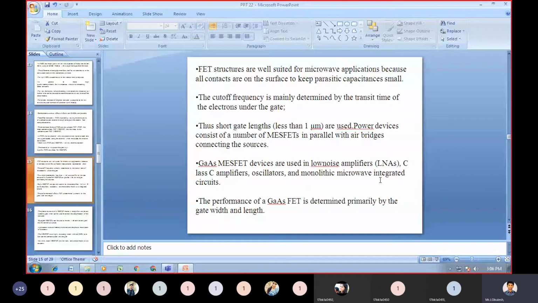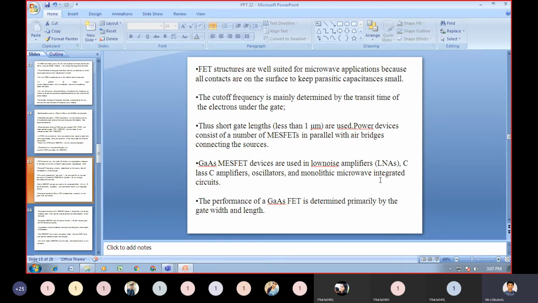The FET structures are well suited for microwave applications because all contacts are on the surface to keep parasitic capacitance small. The cutoff frequency is mainly determined by the transit time of the electron under the gate. Thus, short gate lengths, which means less than 1 micrometer, are used. Coming to the power devices.